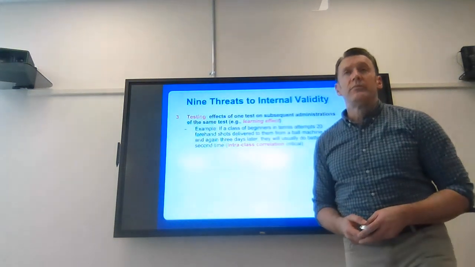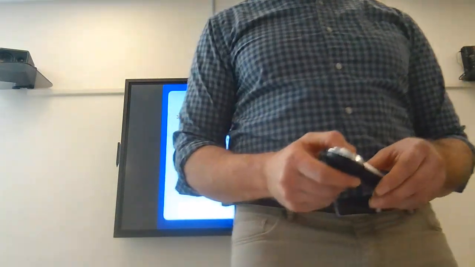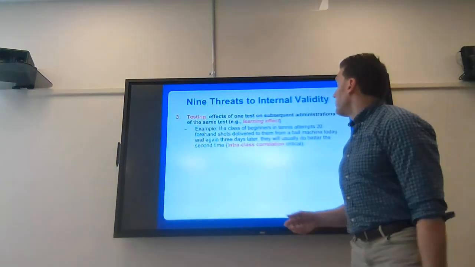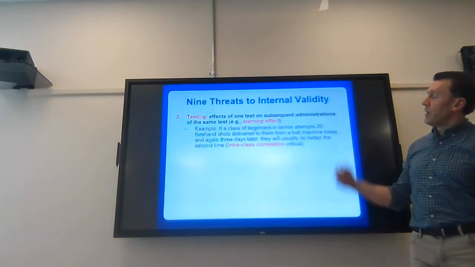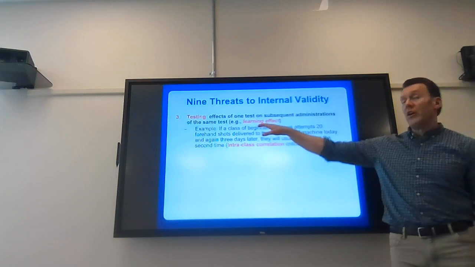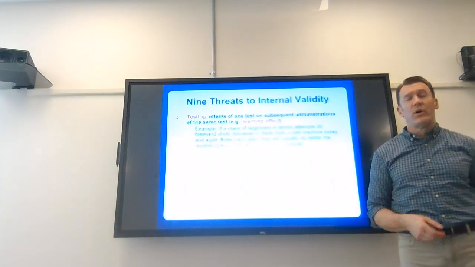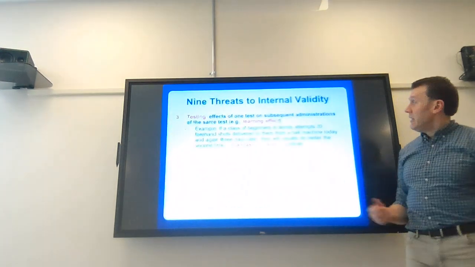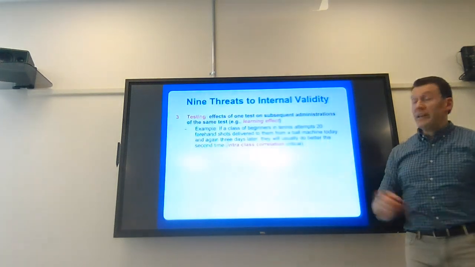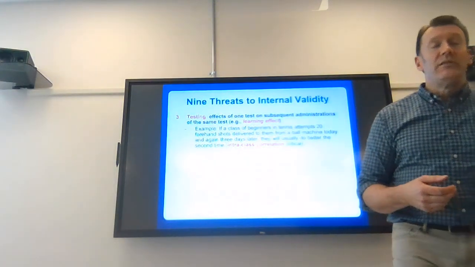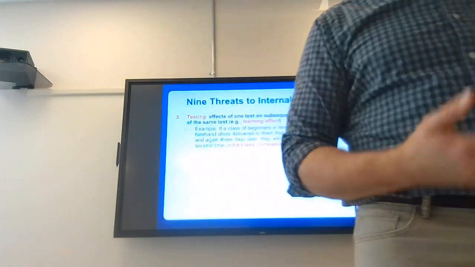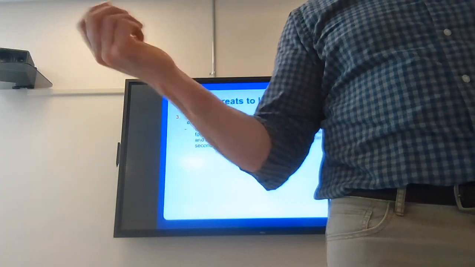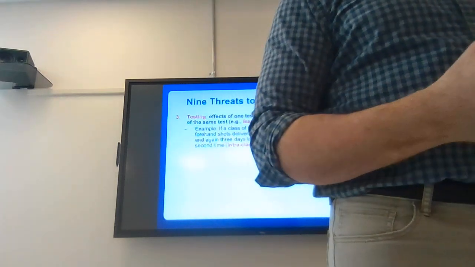Okay, testing. Okay, we get better at things with practice. So the example here of a class of beginners in tennis attempts 20 forehand shots, especially if they are beginners. Okay, you teach them how to do a forehand. First time they do that, the outcome may not be great. So then they come back 3 days later, do it again. Chances are, because they've been thinking about it and they've done it once, they're going to get better, not necessarily because of instruction, but just because of practice.